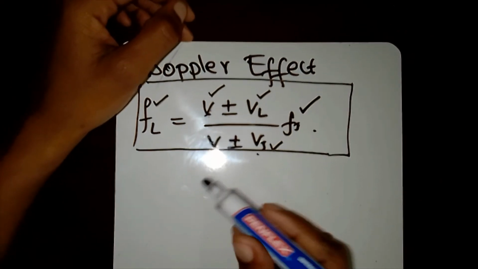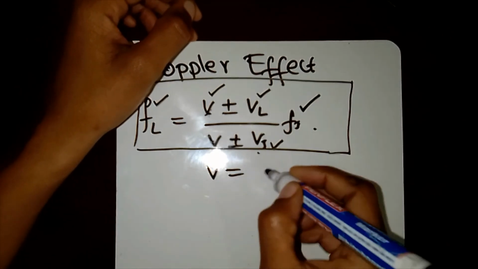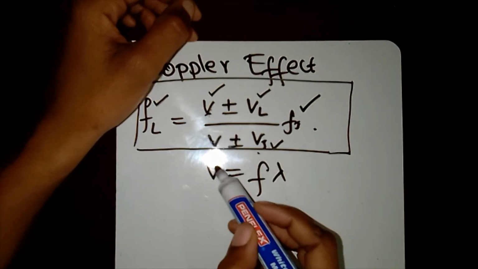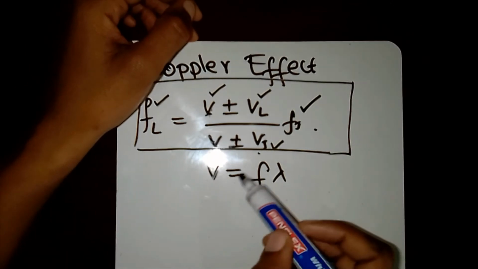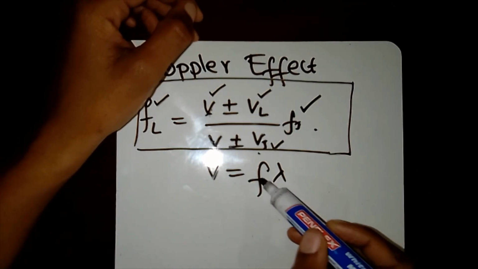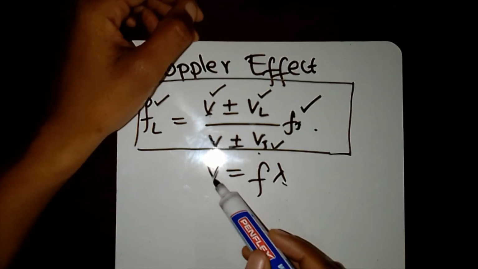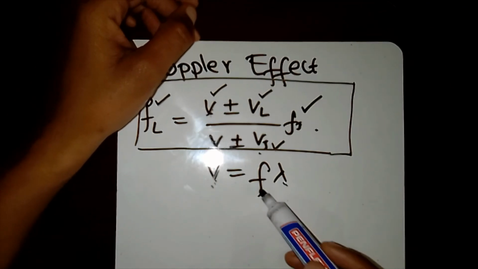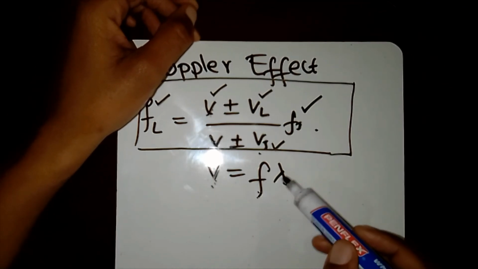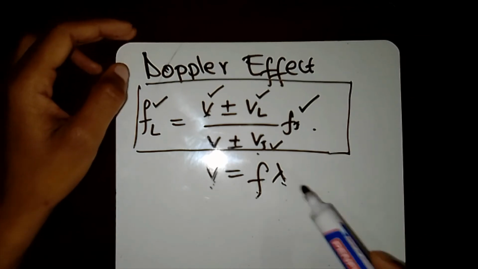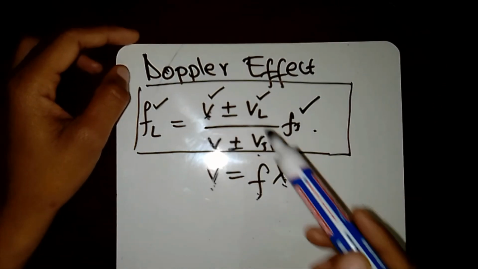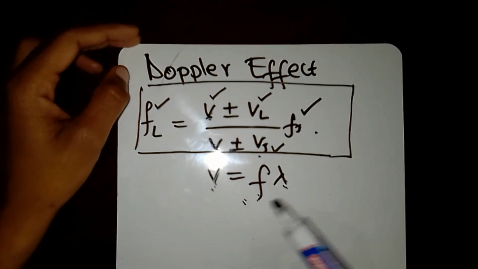Another equation that is important is V equals F times lambda. The velocity or the speed of sound is equal to the product of the frequency and the wavelength. So V is the speed of sound, F is the frequency of sound, and this is the wavelength. Sometimes you're not given what V is, and you have to calculate it using this formula.